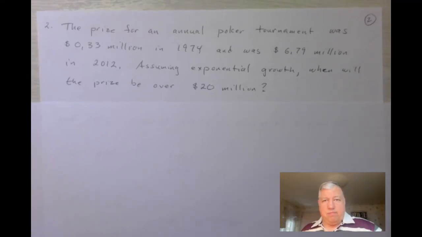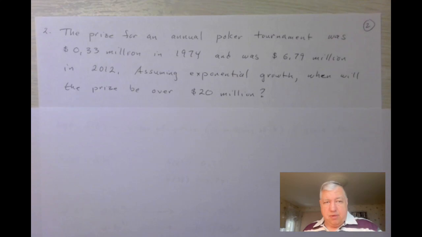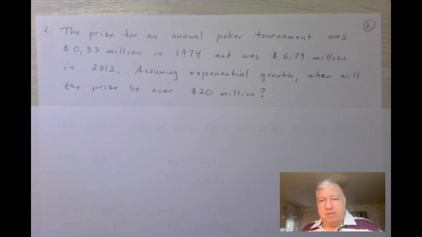Okay, everyone, welcome back. We'll do the last two examples in this lesson about using logs to make predictions. So this is for you poker players out there. The prize for an annual poker tournament was 0.33 million in 1974, and was 6.79 million dollars in 2012. Assuming exponential growth, when will the prize be over 20 million?